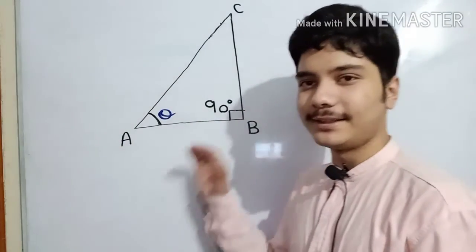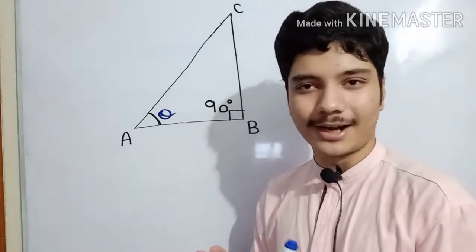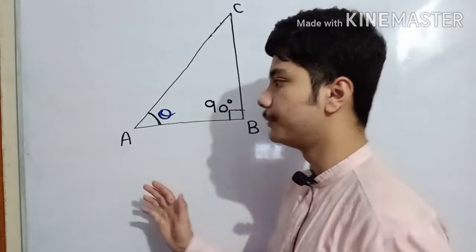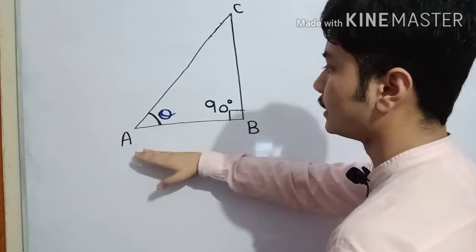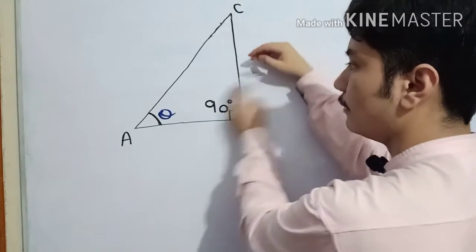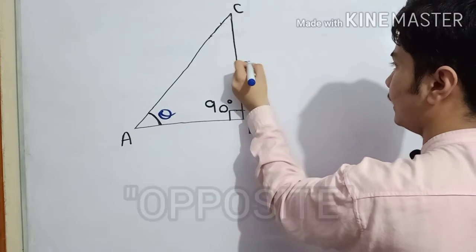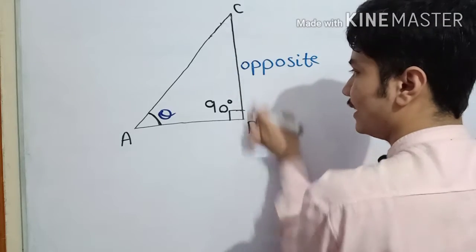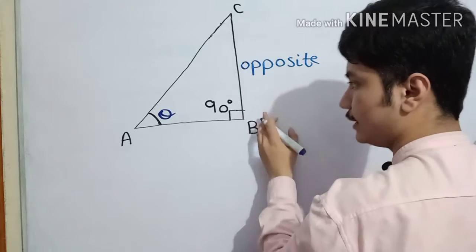Again, I'm saying this, nothing that I've said is confusing or hard. It's so easy, so simple here. We are moving slowly towards the trigonometry concept. This is angle theta, and the side opposite to this angle theta, this is the side which is opposite to this angle theta, and we will name this side as opposite. Because this side is opposite to this angle, that is why we call this side opposite.